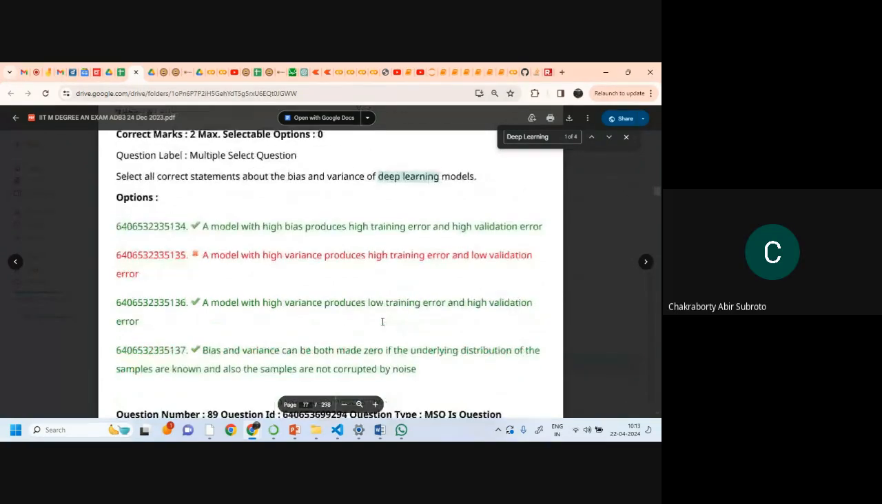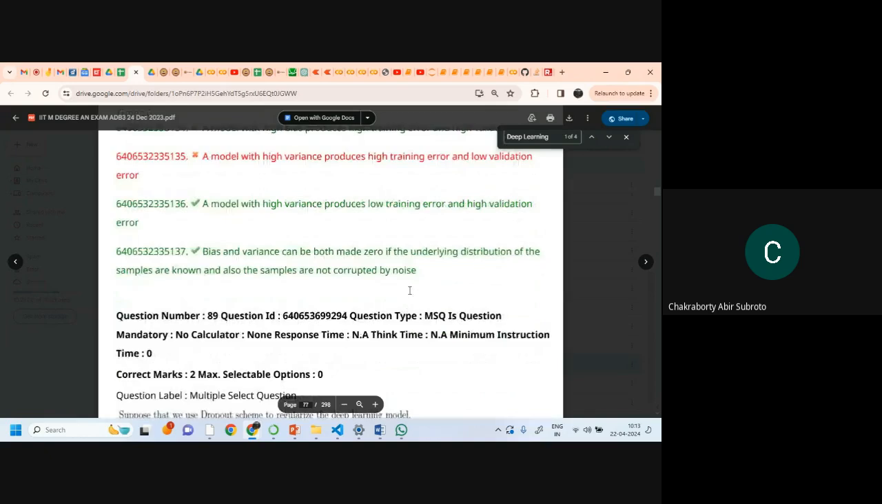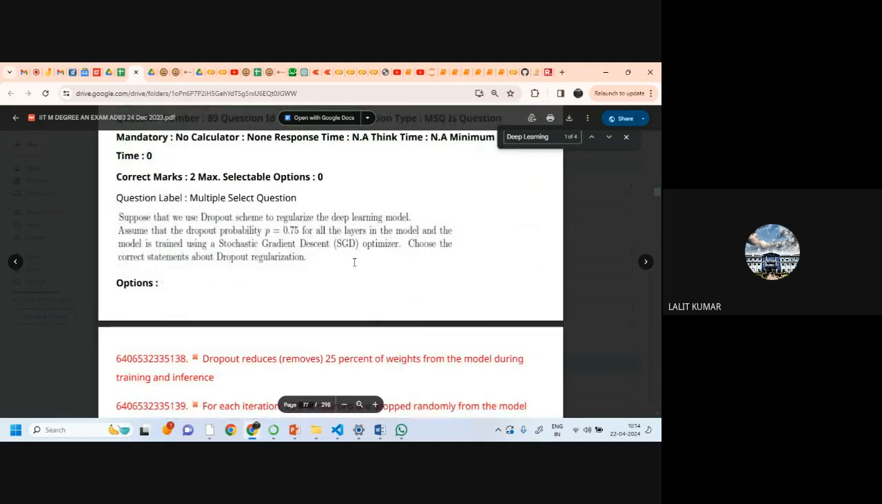A model with high variance produces low training error and high validation error, which we saw here again. Bias and variance can be both made zero if the underlying distribution of the samples is known and also the samples are not corrupted by noise. So that is true. Remember, if there is noise, then bias and variance cannot be made zero. But here they are saying it is not corrupted by noise, so here it is clear.